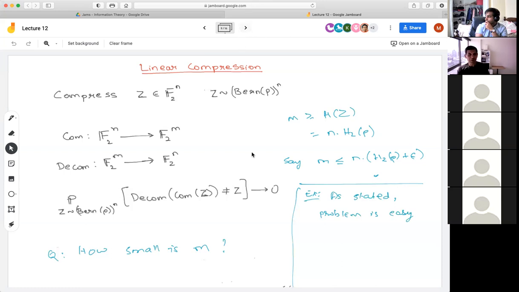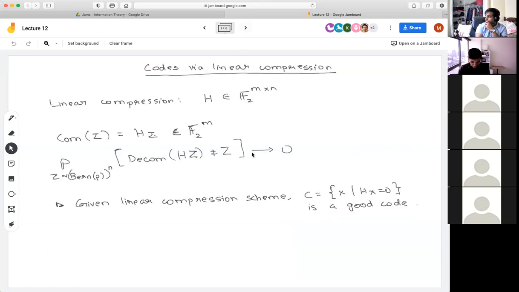So the interesting aspect of the problem is that I want to compress in a linear way. So I'll use again this symbol H for this matrix. I don't just want to compress, I want to compress by multiplying with a matrix. So I want to find a matrix H, which is M cross N, such that the compression always looks like H times Z. Decompression can still be whatever you want.